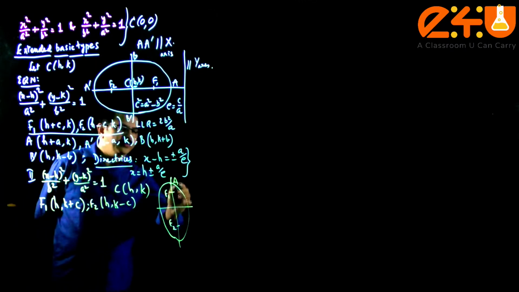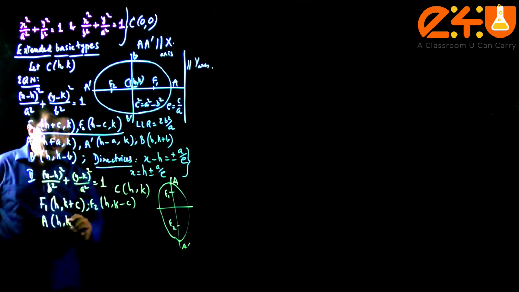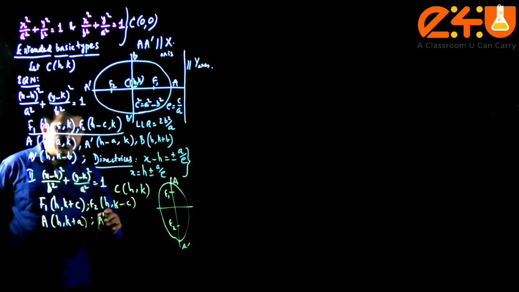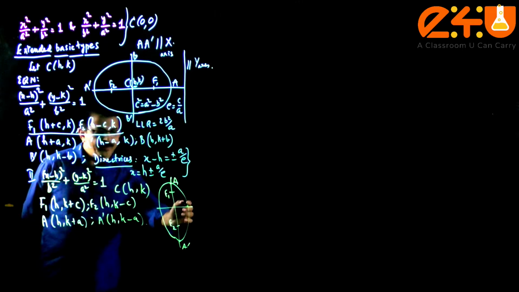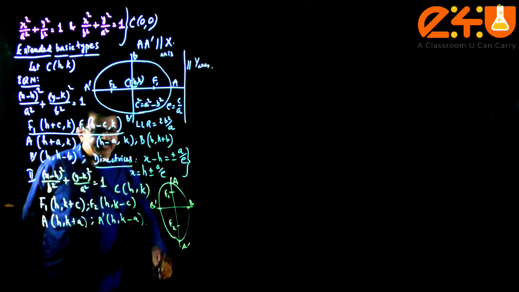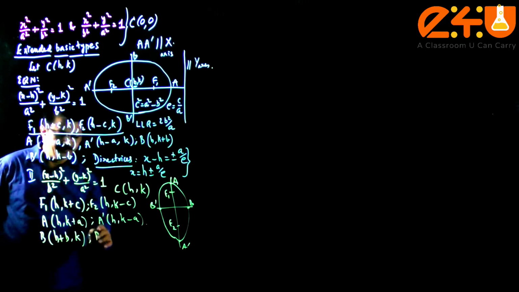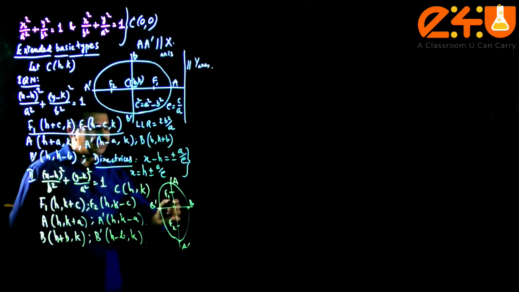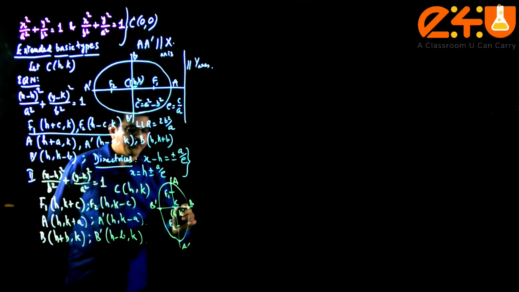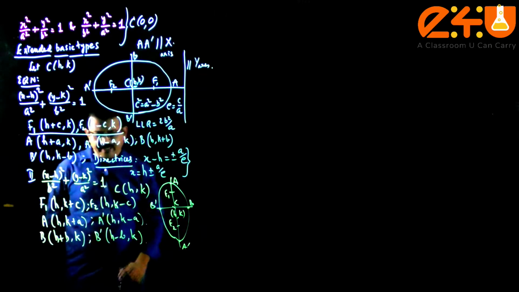The vertices a dash, a: h comma k plus a, and h comma k minus a. Minor axis, the ends b will be h plus b comma k, b dash h minus b comma k, center h comma k. So this is how you will have to go for the modifications.